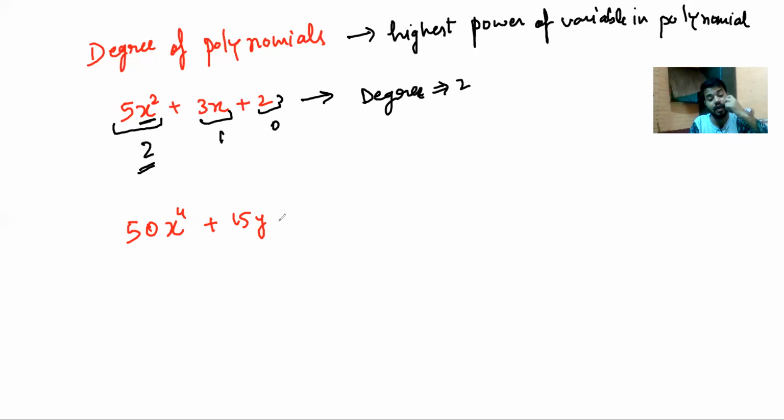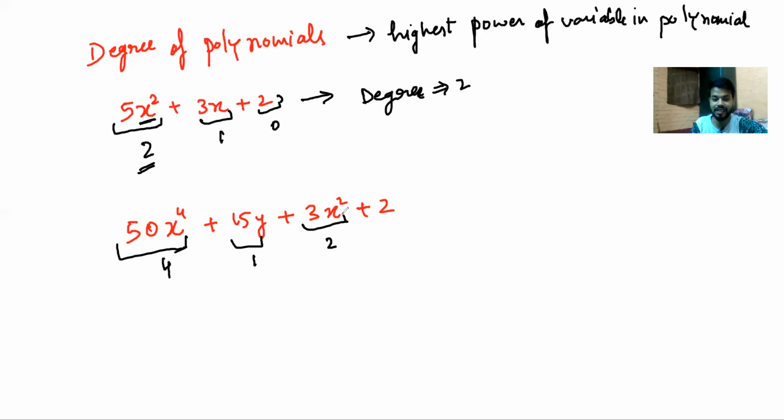15y plus 3x square plus 2. Okay, so now you have to tell the degree. What is the degree of this polynomial? As you can see, there are 4 terms now in this polynomial, and in this term the degree of this variable, the highest degree is 4. Here the degree of y is 1. Here the degree of this x is 2.